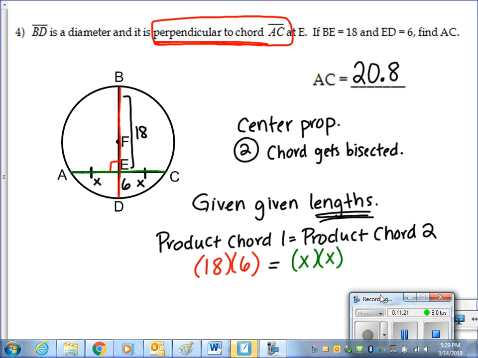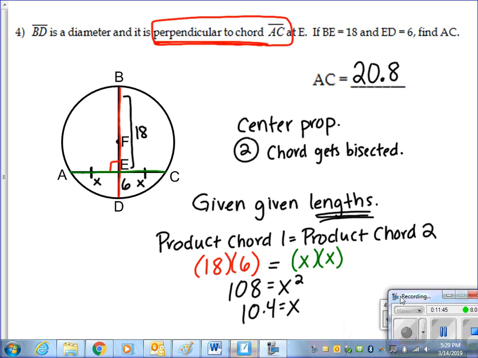And now we're going to solve. So we're going to get 18 times x, which is 108, equals x squared. We're going to take the square root of 108, and that's approximately like 10.4. So that represents x. So to find AC, you're just going to have to double this, times it by 2, and that's going to get us the 20.8 that we're looking for.